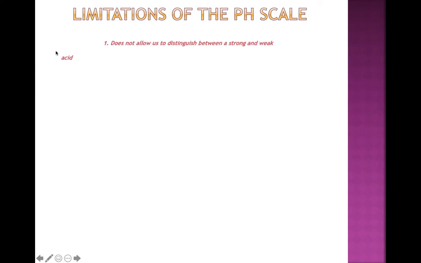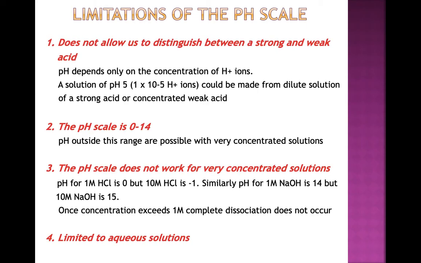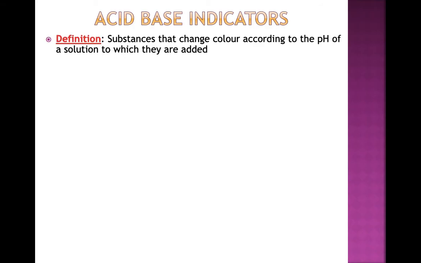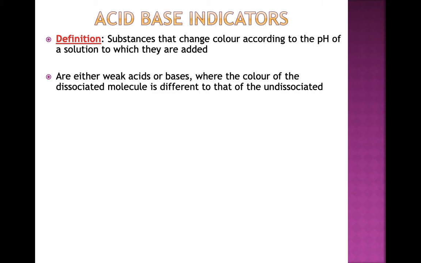Right, so we are now going to look at the very last section of this chapter, which is acid-base indicators. Now, what is an indicator, first of all? It's a substance that changes colour according to the pH of a solution when it is added to it. Usually they're weak acids, sometimes they're weak bases, and the key thing here is that the colour of the dissociated molecule is different from that of the undissociated molecule. So the colour of the acid is different to the colour of its ions.